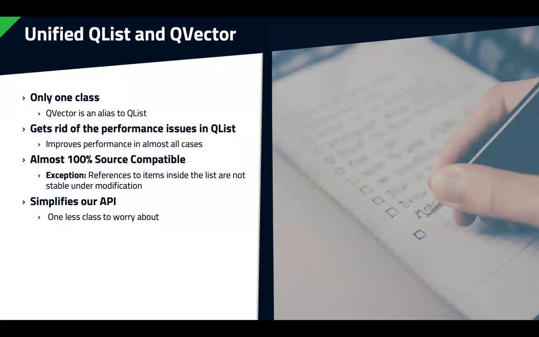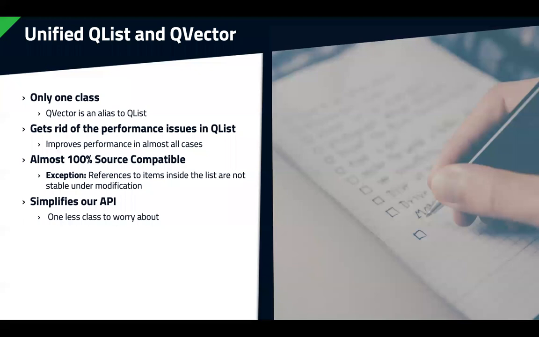We'll have only one class, QVector then being an alias to QList, getting rid of all the performance issues that we had in QList, improving the performance in pretty much all cases. And we can make that more or less 100% source compatible, that change. It also means that you can assign between a QList and a QVector without triggering any copies anymore, which we had to do today.